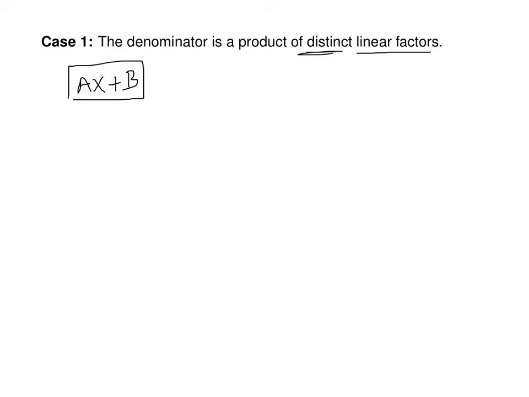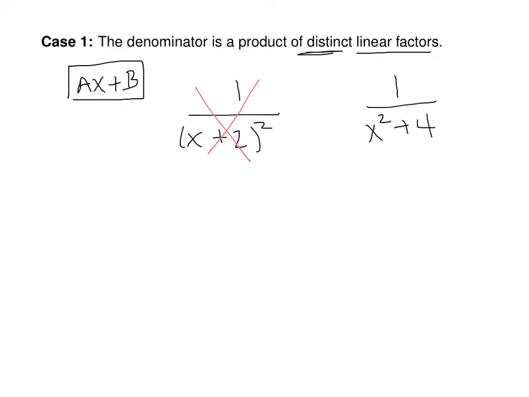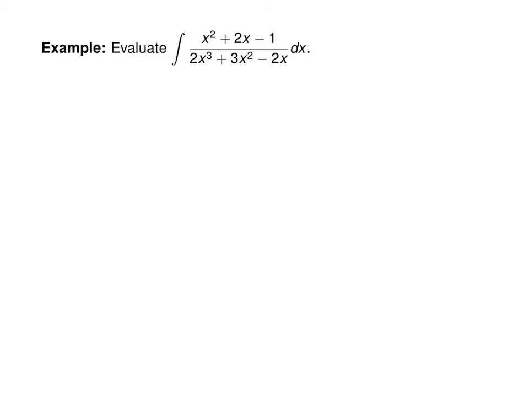So for example, your denominator cannot be x plus 2 squared because you have the factor x plus 2 twice, not distinct. Not linear would be something like your denominator cannot be 1 over x squared plus 4. That would be a quadratic factor because of the x squared. So distinct linear factors. So evaluate the integral of x squared plus 2x minus 1 over 2x cubed plus 3x squared minus 2x. So first step is to break it all up.